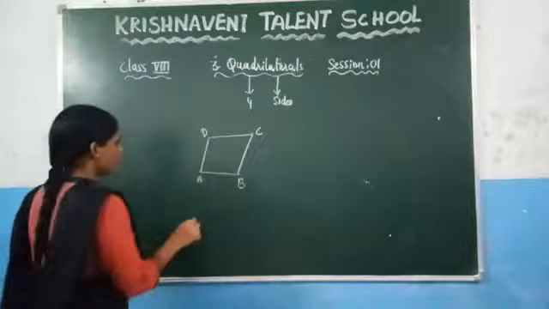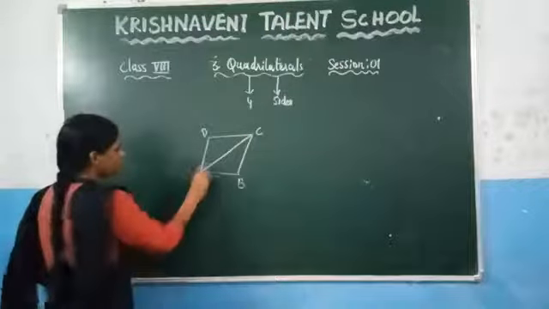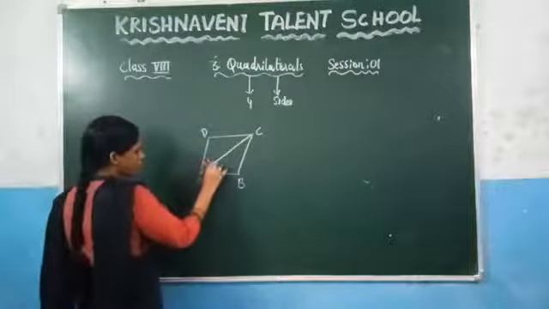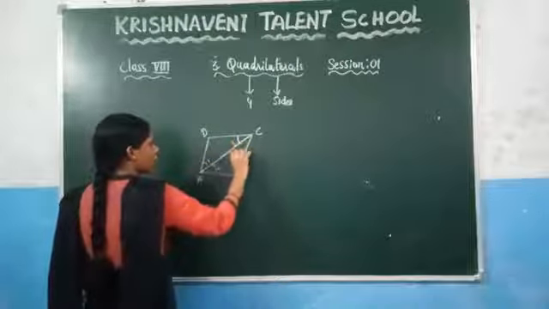Now draw one diagonal here, and here mark the angles. Let us mark this angle as 1 and this angle as 2. Similarly here, this angle as 3 and this angle as 4.